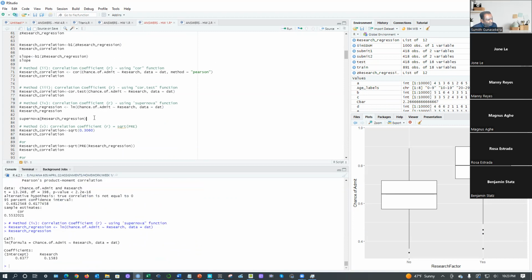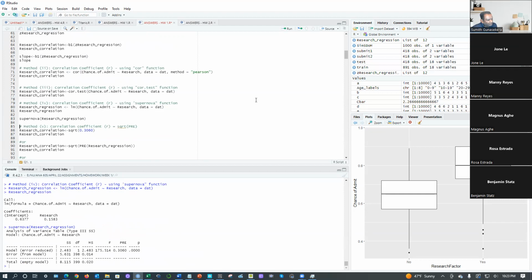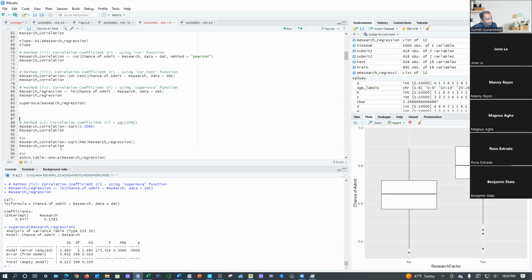You run the ANOVA. How do you get that one? What is the correlation coefficient? That's nothing but the square root of what? Square root of 0.3060. You know that one. Can you remember? PRE is nothing but r squared, the coefficient of determination. Now you take the square root on that one. Then you take the square root of what? Square root of 0.3.